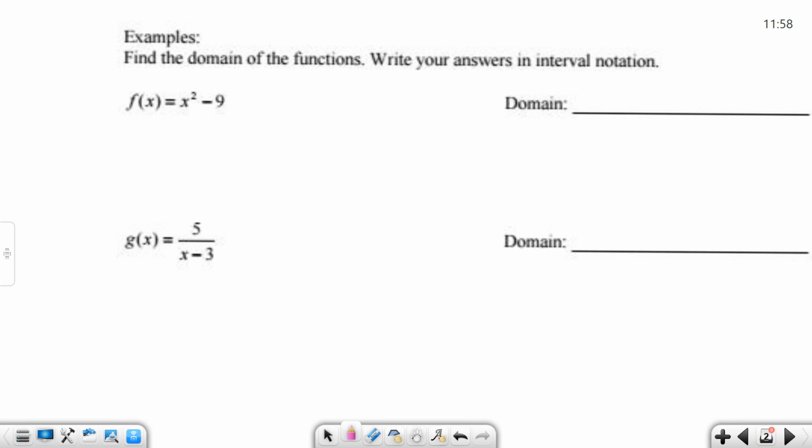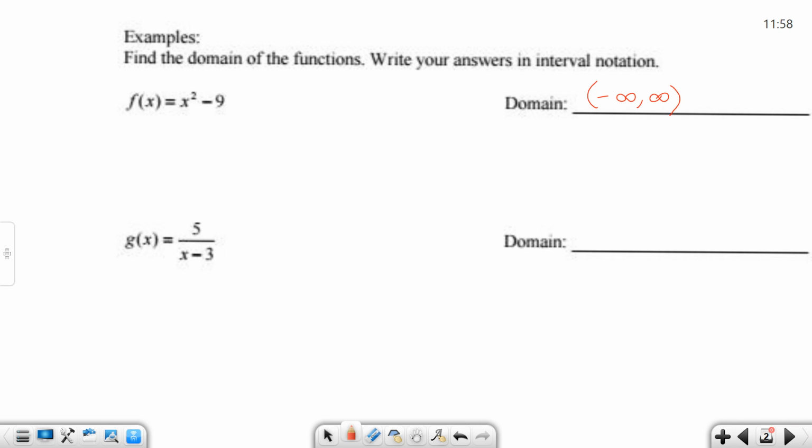Okay, so in this first one, I ask you to find the domain and write your answers in interval notation. So you have a polynomial. So I'll ask you the questions. Number 1, does this have a denominator? It does not. Number 2, does this have an even radical? It does not. So that means that your domain for this one is all real numbers, negative infinity to infinity.